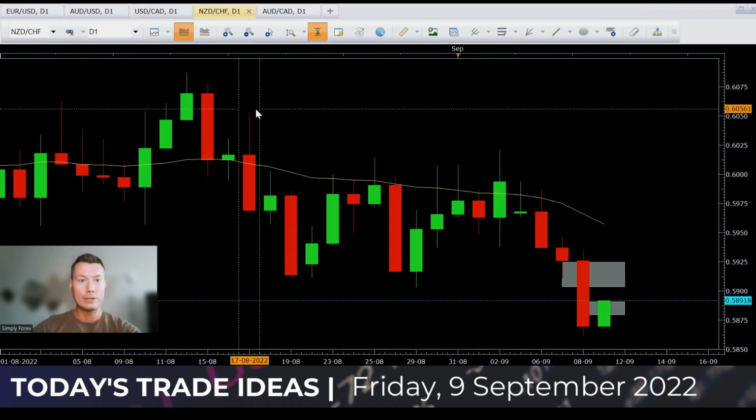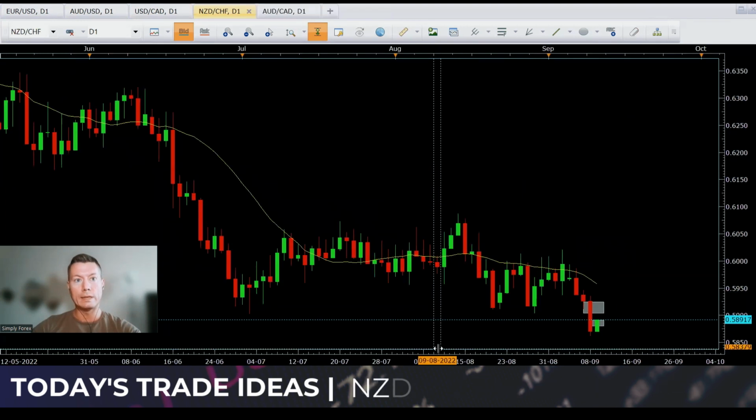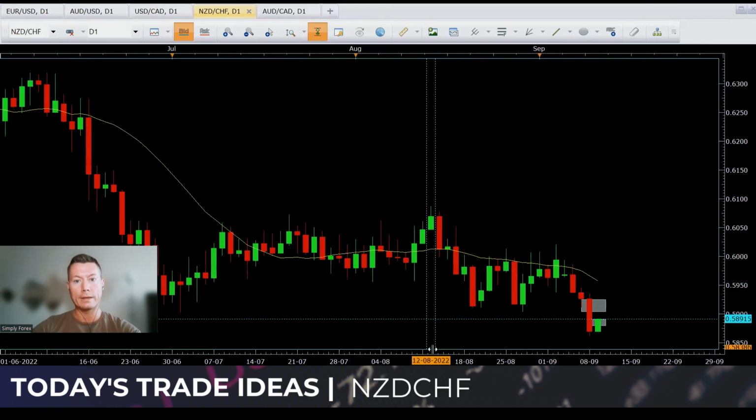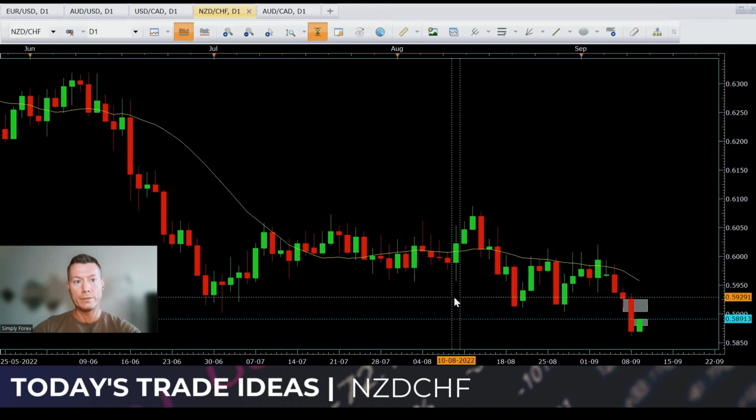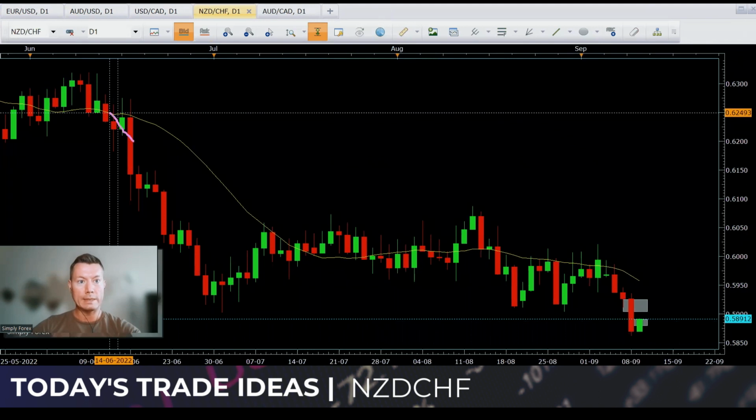So this is our first trade idea, guys. This is the New Zealand dollar against the Swiss franc. Move this over because of my big fat head in the way. So price was clearly in a downtrend. It came down, and then it was pretty much ranging for weeks. Came down again, we got lower lows, and then it started ranging again.